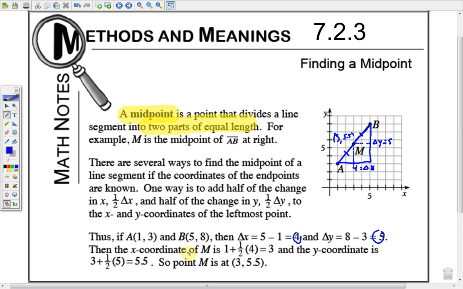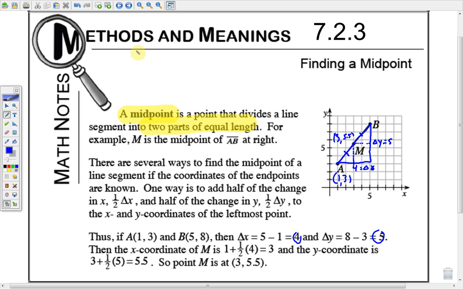The coordinate of M would be 1 plus 2 to get you to 3, and then 1 plus 2.5 to get you to 3 plus 2.5 to get you to 5.5. Frankly, I don't love this method.